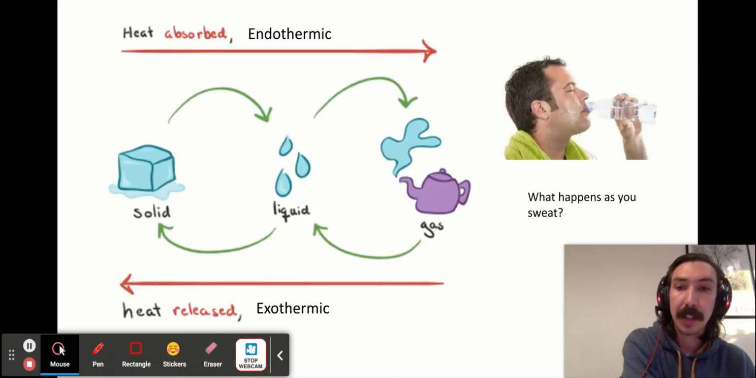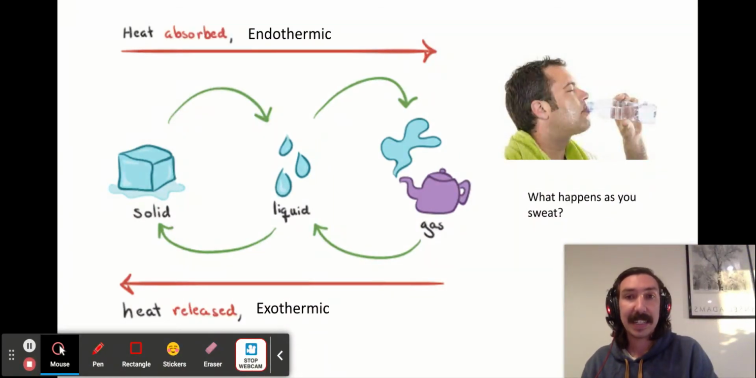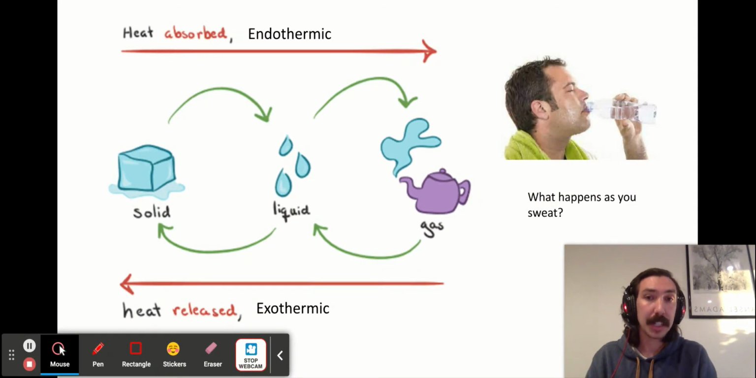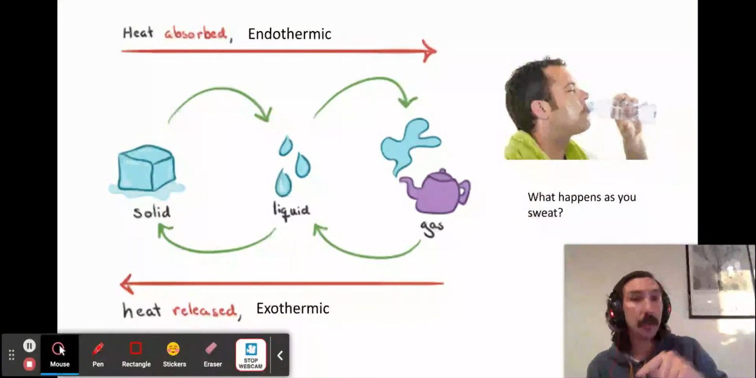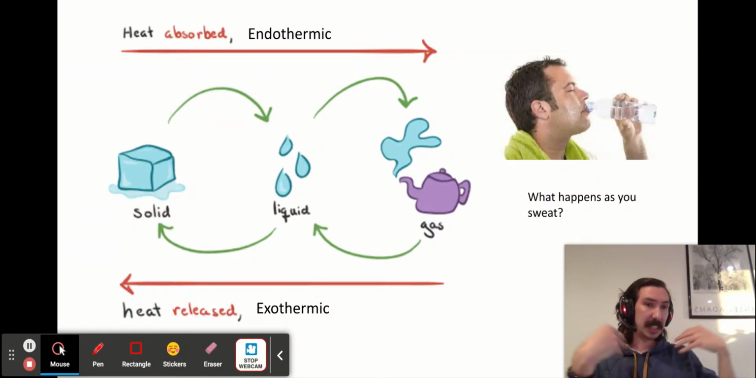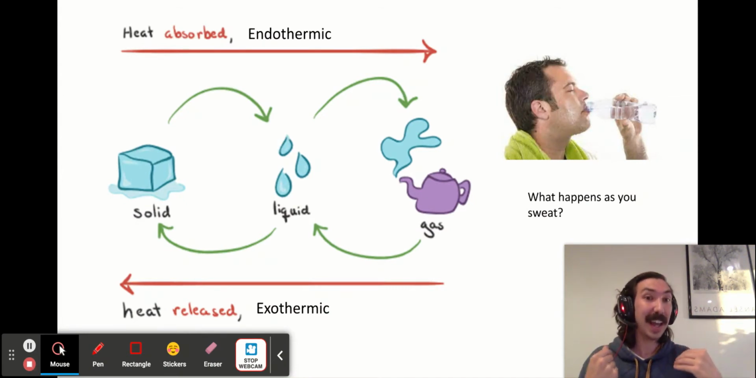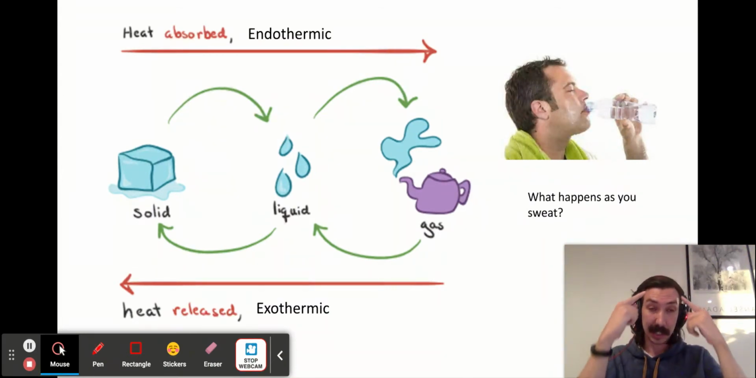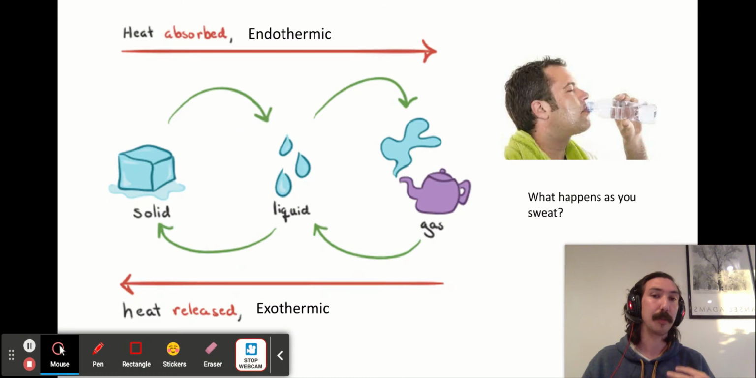So we just talked about endothermic and exothermic. Something that is endothermic absorbs heat. So when we melt something or when we boil something, that is endothermic. When it goes from a gas to a liquid, when it condenses, or a liquid to a solid, when it freezes, that will be considered exothermic. So as we sweat, the sweat on our skin is evaporating, and that is absorbing heat from our body. So our bodies are exothermic when we're sweating, and our sweat is endothermic. It's absorbing that heat and evaporating off our body.